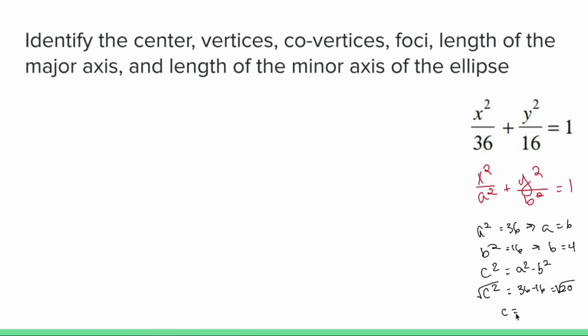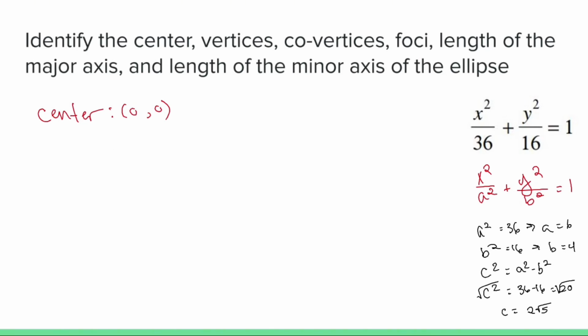Quick little fact, 20 is 4 times 5, so you can factor out the 2. C is going to be 2 root 5. Now we have enough information to really label things, so we have to find 6 of them. First things first, since you're not adding or subtracting either the x or the y, your center is going to be at 0, 0. Okay?